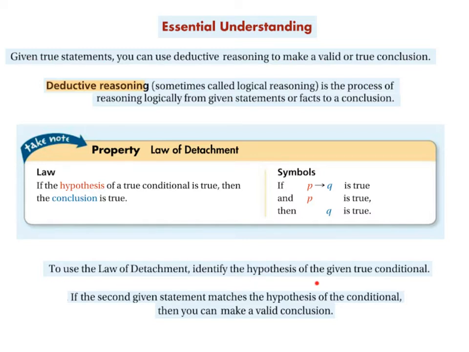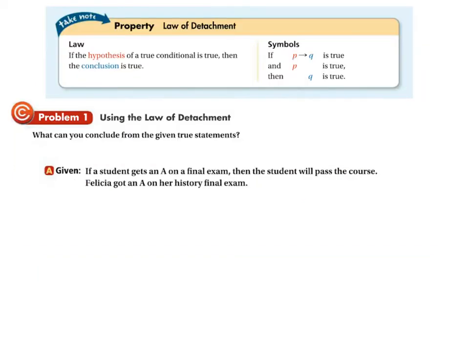So to use the law of detachment, identify the hypothesis of the given true conditional. If the second statement matches the hypothesis, you can make a valid conclusion. Let's do it. Okay, what I've done here is just recopy this law of detachment for your reference.